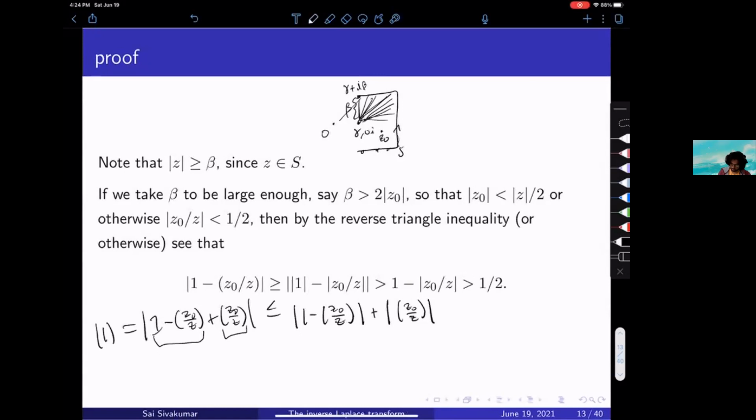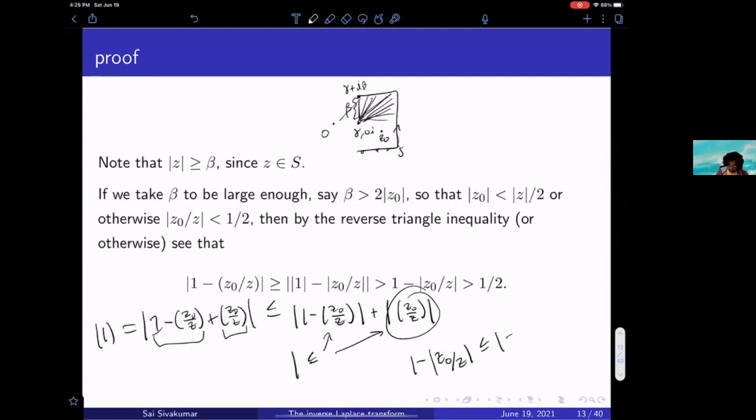So if 1 is less than or equal to this thing plus that thing, we can subtract this thing. So then 1 minus z naught over z is going to be less than or equal to 1 minus z naught over z.